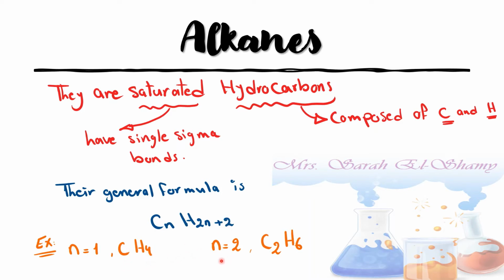Another example. If we have n equal 2, so we have a member of 2 carbon atoms. Let's calculate it. 2n, which means 2 times 2 plus 2. 2 times 2 gives 4, plus 2 gives 6. So the formula will be C2H6, and so on. So here, how can we know that this molecule is from the alkane family? Just apply this formula, CnH2n+2.